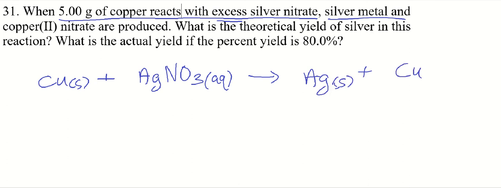Does it tell us copper 2 nitrate? So we're going to need parentheses here because there's going to be 2 nitrates because of the 2 positive charge, crisscrossing. And nitrate has a 1 negative charge, and we don't write ones. All right, and let's say this is in solution as well.